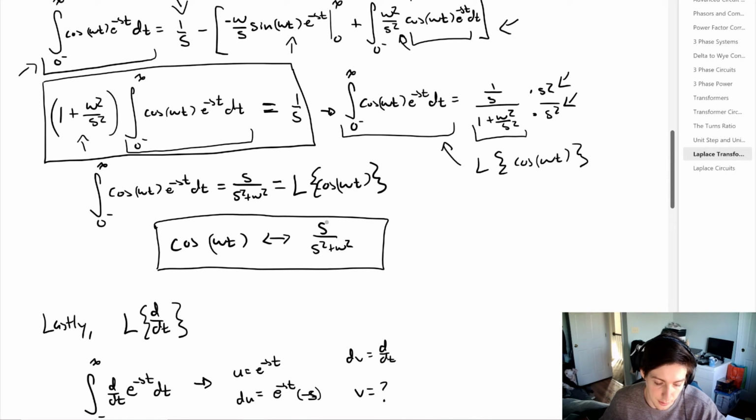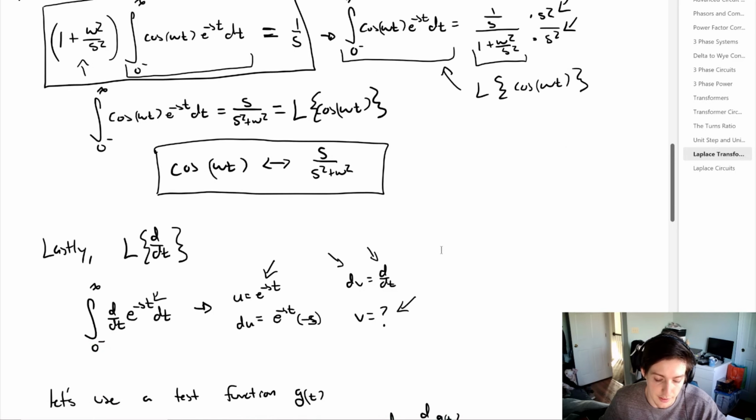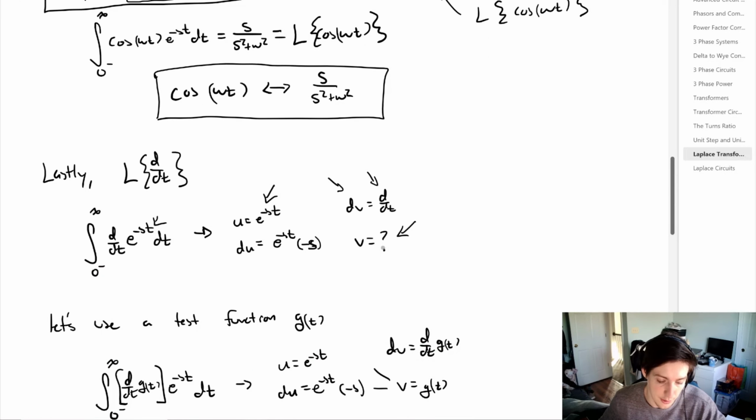And lastly, we just want to consider our derivative function. So let's plug that in, see what it does. Well, if we plug that in and then try integration by parts, we can set u equal to e to the minus st, and we can set dv equal to d dt. A little bit odd. But then we get into some confusion about what is equal to v. How do we do this integration by parts? And yes, there are ways to do it and there are shortcuts, but the method we're going to look at is let's use a test function g of t. So to do that, we get this integral right here.